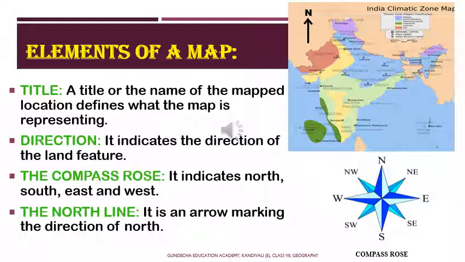Next is map direction. It indicates the direction of the land feature. Map direction can be of three types: cardinal directions, intercardinal directions, and secondary intercardinal directions. Generally, a cartographer uses a compass rose or north line to show the direction of the map. The compass rose indicates north, south, east and west and the intercardinal directions. The north line is an arrow marking the direction of north.